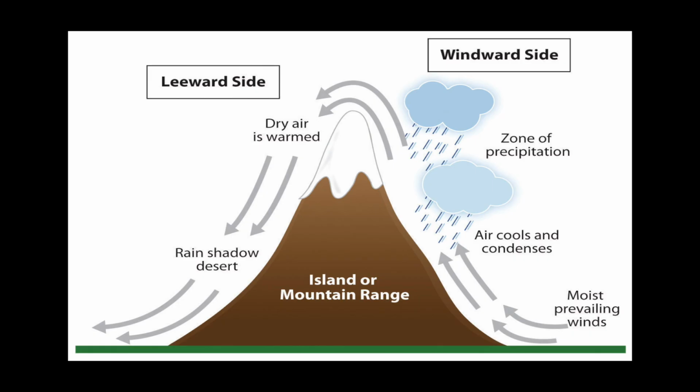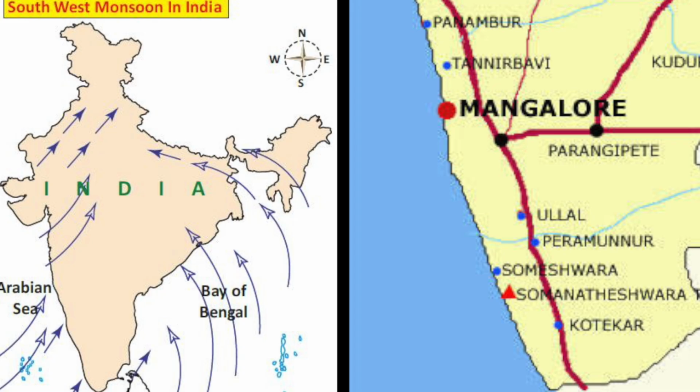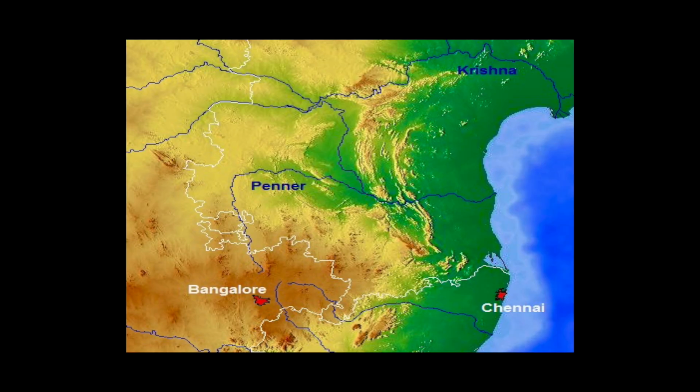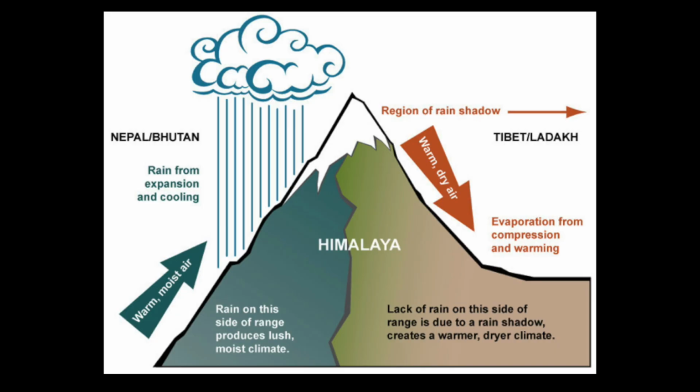The windward slope, also called the rain slope, receives the maximum amount of rainfall, whereas the leeward side of the mountain gets very low rainfall. For example, Mangalore, located on the western slope, which is the windward slope of the Western Ghats, receives mean annual rainfall of about 2000 millimeters, whereas Bengaluru, situated in the rain shadow region, gets only 500 millimeters of mean annual rainfall. The southern slopes of the Himalayas receive mean annual rainfall of more than 2000 millimeters, whereas the northern slope receives only 50 millimeters of mean annual rainfall.